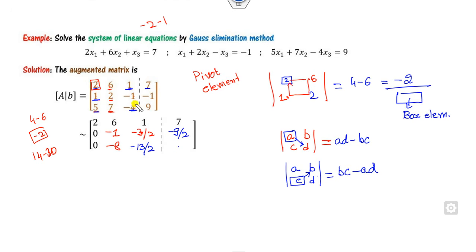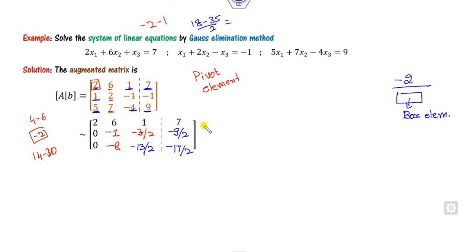Similarly for the last value, it's not this, 5 and 2. So this value is 18 minus 35 divided by the box element. So that's a 17 by 2. Okay. Now once you can write that, how you can write these values?